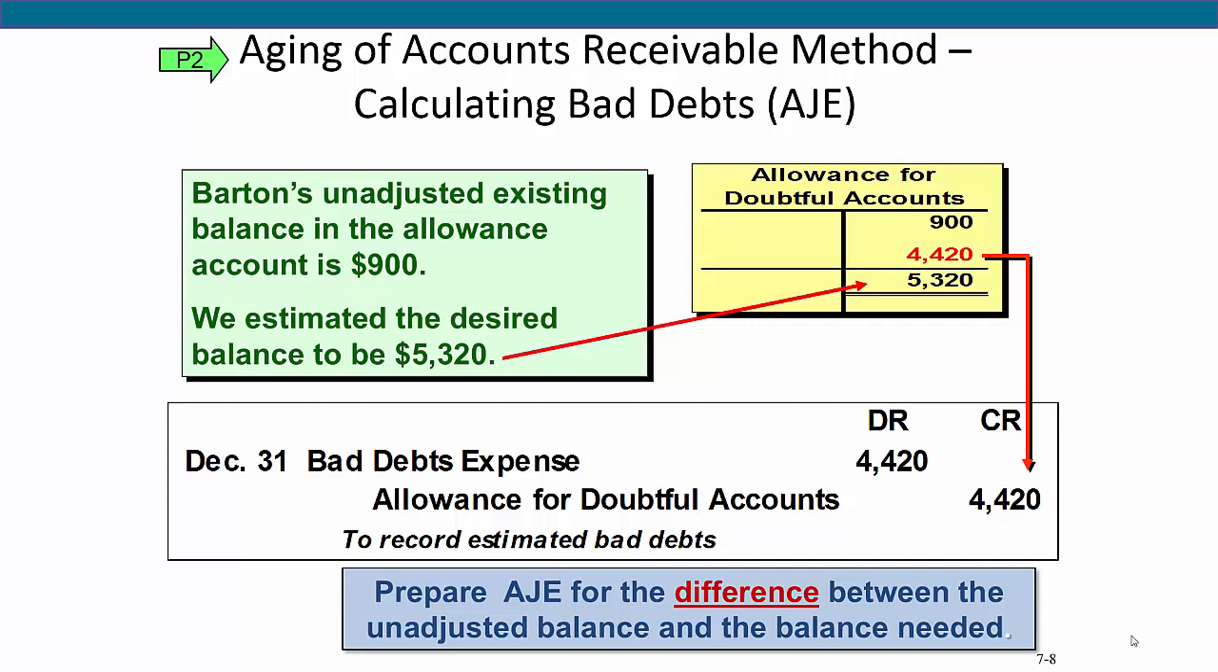If the allowance has a debit balance, and debit balances occasionally happen, you must add the debit balance to the desired balance to get the amount of the adjustment. An analogy is imagining a number line with 0 in the middle and debits to the left of 0 and credits to the right of 0. To get from the left side to the right side, you must add the number on the left to the number on the right. I hope this makes sense.